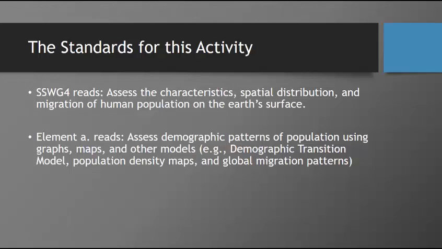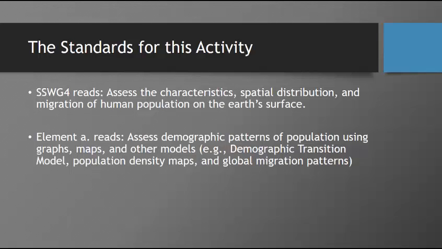In this module, we will look at how students can demonstrate mastery of the Georgia Standards of Excellence Standard Social Studies World Geography 4, Element A, through the use of sample lesson ideas with resources. Social Studies World Geography 4 reads, assess the characteristics, spatial distribution, and migration of human population on the Earth's surface. Element A reads, assess demographic patterns of population using graphs, maps, and other models.